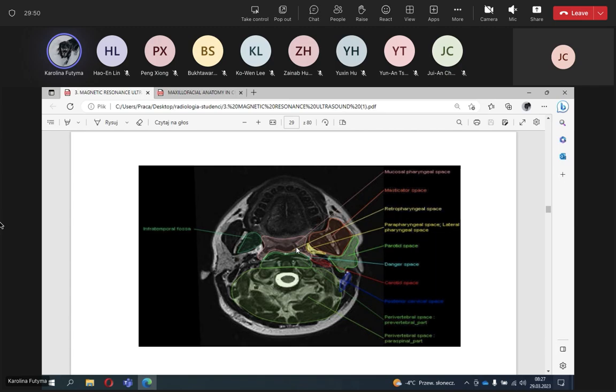Mostly radiologists have to look at this space because it can be really tricky. Then we have our parotid gland space. Then the carotid space, of course, the perivertebral space here, and this is the paraspinal part of the perivertebral space.